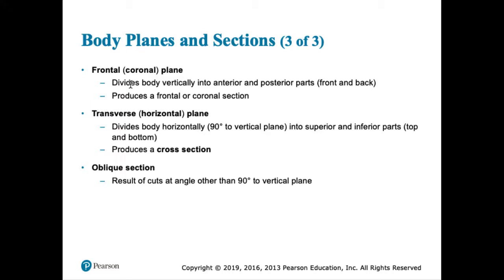The transverse, otherwise known as the horizontal plane, divides the body horizontally, 90 degrees to the vertical plane. This is into superior and inferior parts, top and bottom. So make sure you understand that when we talk about superior and inferior, that transverse plane is what's going to divide that. That produces a cross section. So if you want to see something like a cross section, the transverse plane will do that. Oblique section: that results from a cut at an angle other than 90 degrees to the vertical plane. So these different planes are really important, especially when we're looking at anatomical features.